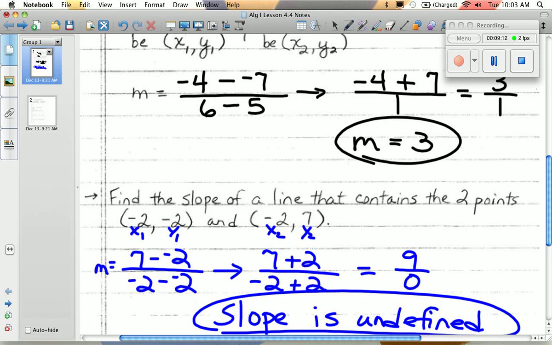I think both of these should have happened in your SQ3Rs. So you might want to compare and see how you did. Okay. Okay, let's go to the back side then.